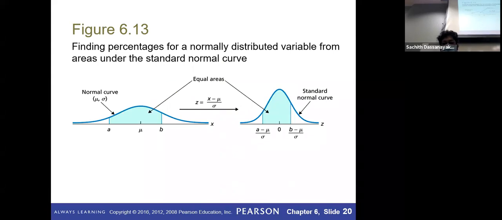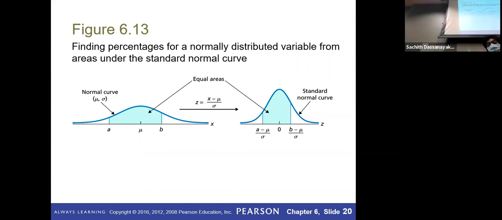I finished chapter section 6.1, which means I introduced what the standard normal distribution is. Like any normal distribution, we can convert to the standard normal distribution using standardization: Z equals x minus mu divided by sigma.